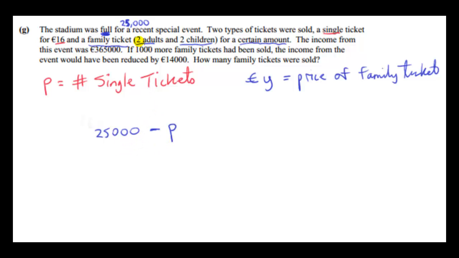So these are just single people. There are 25,000 minus P single people left, but they all bought family tickets. Well, they didn't all individually buy family tickets, but those are the groupings that are left. Families, and each family has size 4, so we need to divide this down by the size of each group. So we divide this down by 4. So this expression gives us the number of family tickets sold.